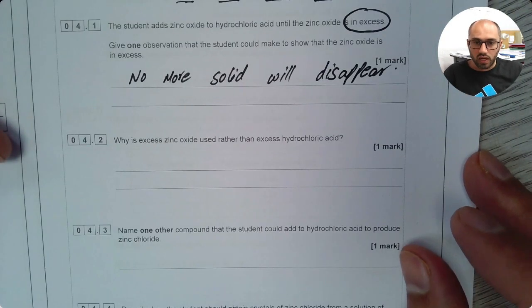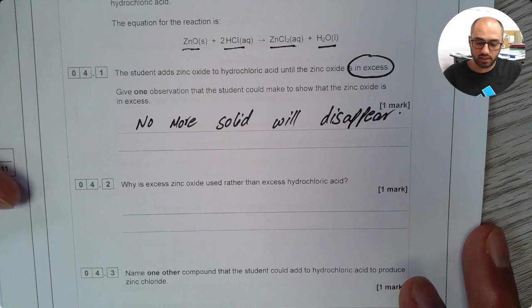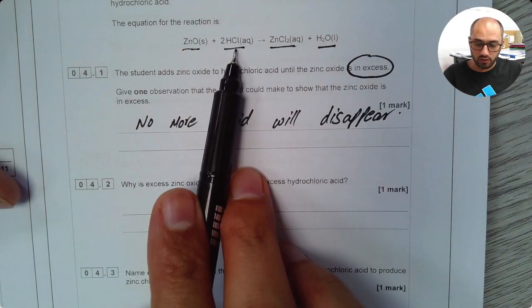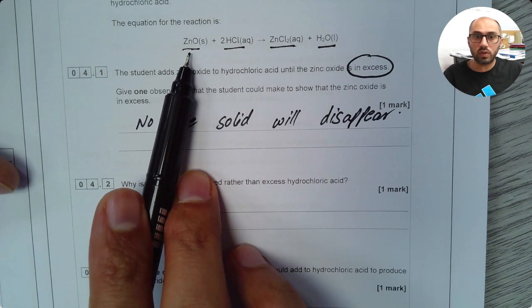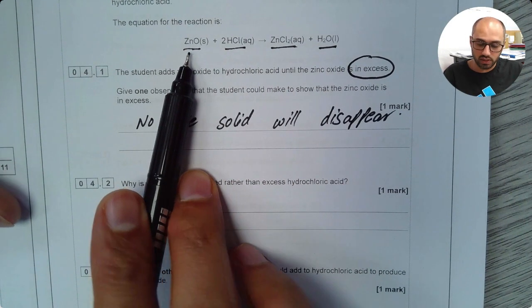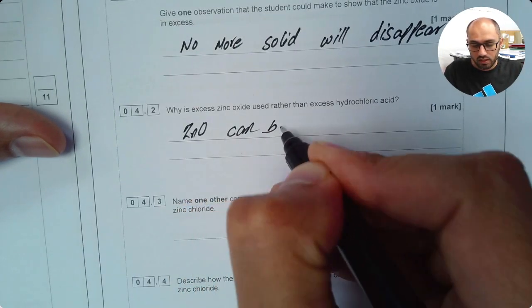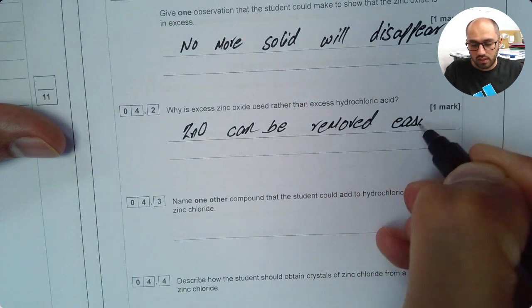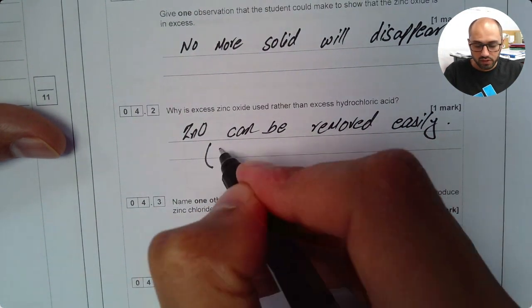Next part says, why is excess zinc oxide used rather than excess hydrochloric acid? Going back to the equation, I can see acid is in liquid state. Now removing liquid from liquid products is very difficult, but solid from liquid can be easily removed. So we can say ZnO can be removed easily. And what process will you follow for this? Process will be filtration.